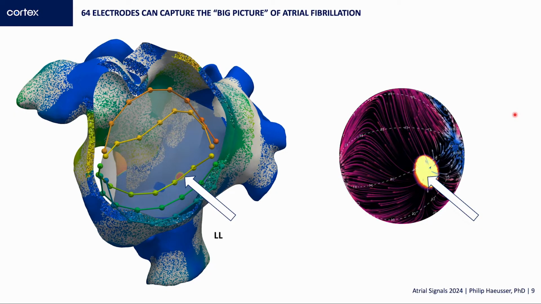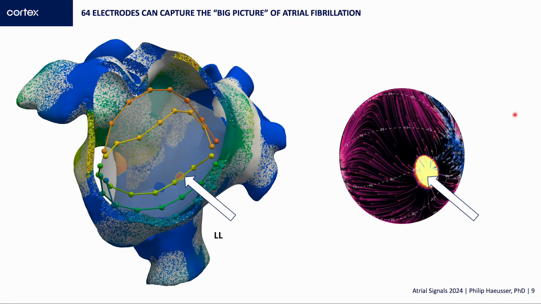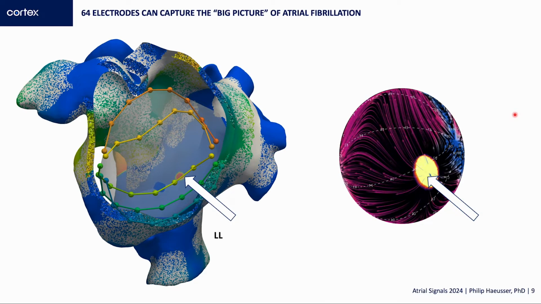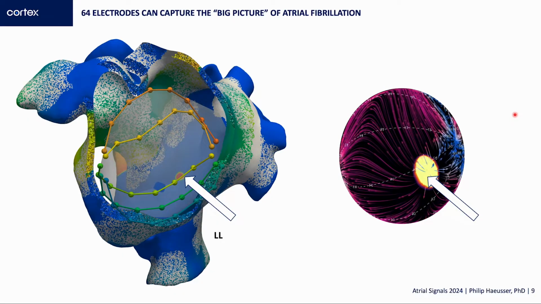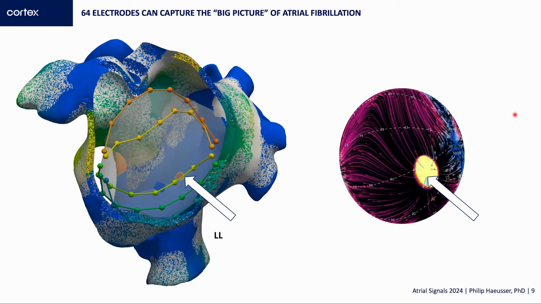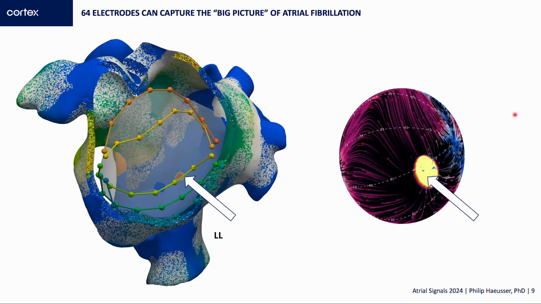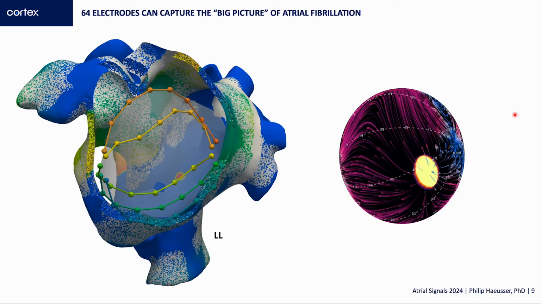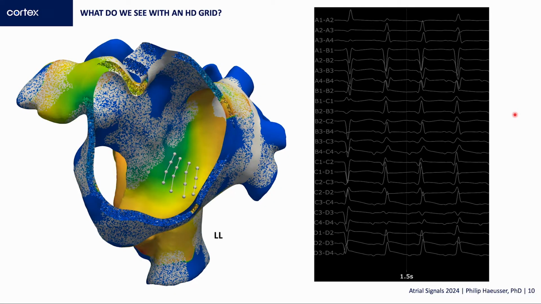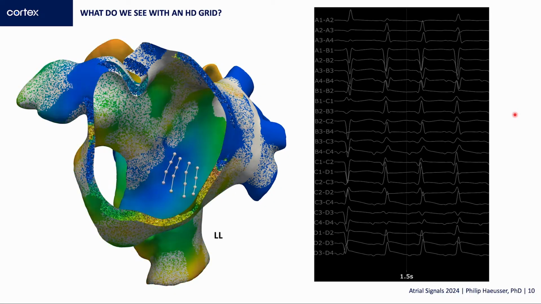Using the 64-pole basket catheter, we get a global view of the electrographic flow that allows us to localize this phenomenon. The electrode separation and to a certain degree the wall distance is accounted for by the EGF algorithm. So we thought, what would we see if we place an HD grid at this position? On the right you can see the bipolar electrograms corresponding to the HD grid electrode locations.